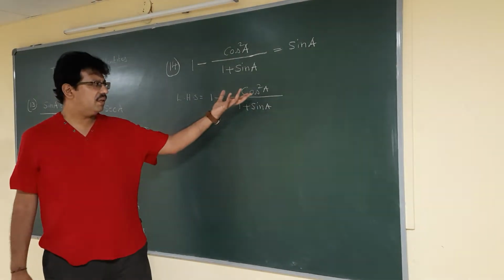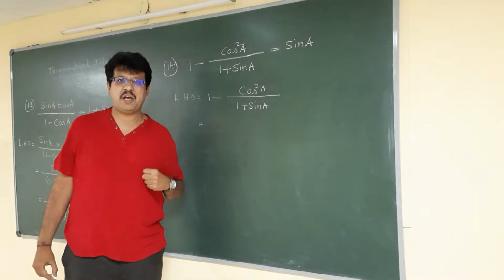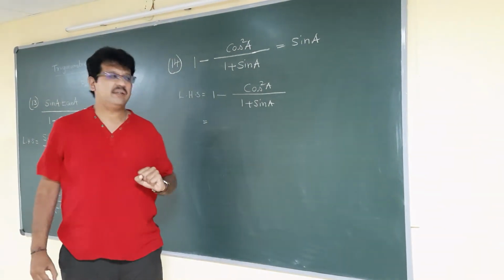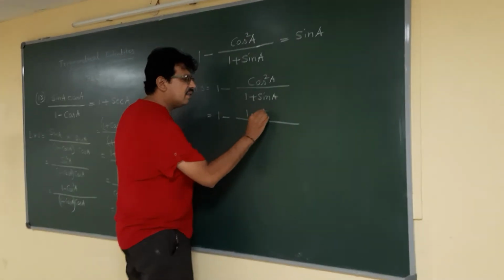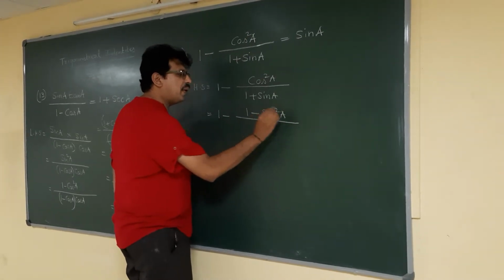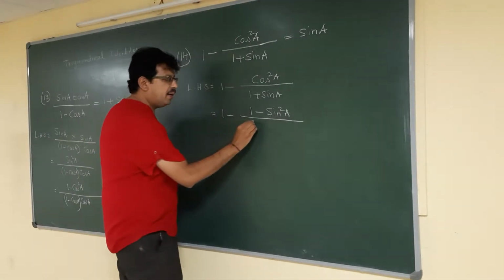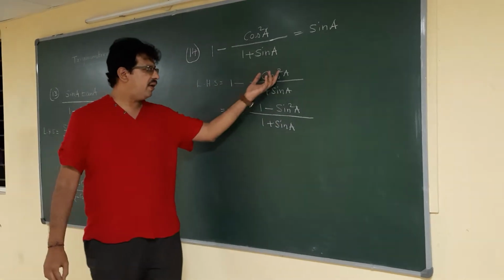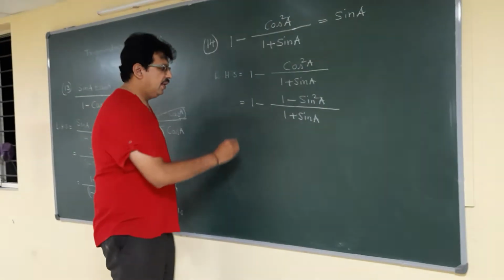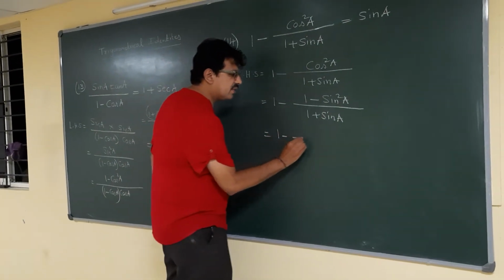Cos square A, whenever it comes, children, we should have that identity in our mind. What is that? 1 minus sin square A, because 1 minus sin square A is cos square A. So the numerator becomes 1 minus sin square A, divided by 1 plus sin A. So cos square A I have written as 1 minus sin square A. So that is equal to 1 minus.